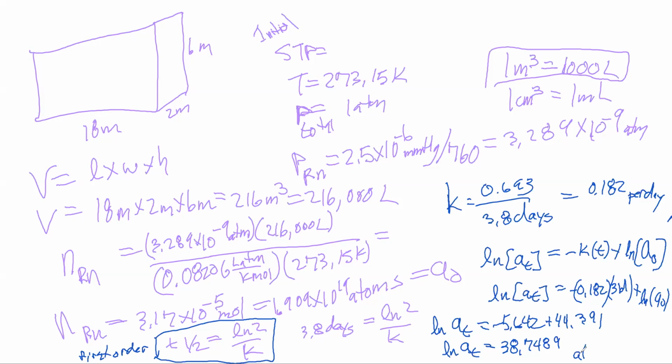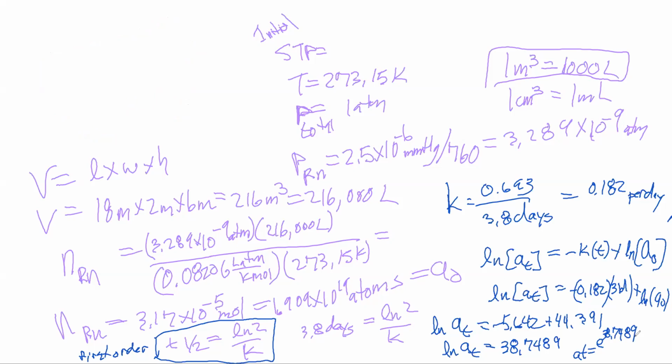And so A_t is equal to e to the 38.7489. I'm going to erase this box up here. We can write our answer up there. And so after 31 days, we should have 6.7 times 10 to the 16 radon atoms.